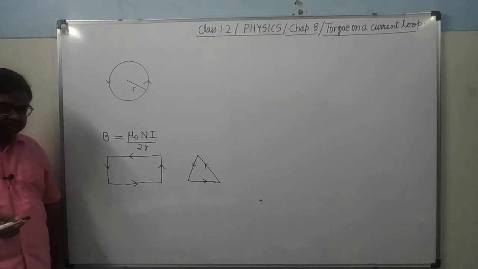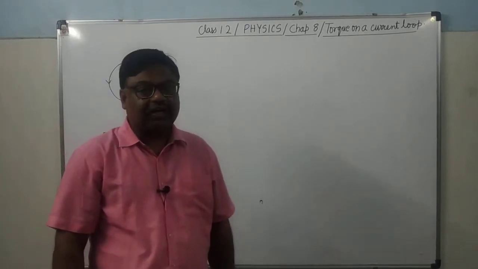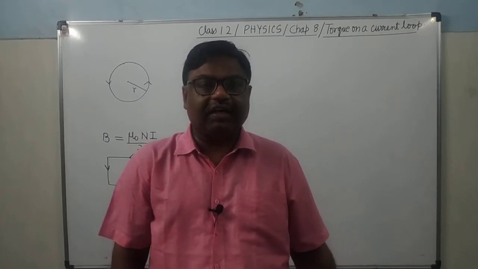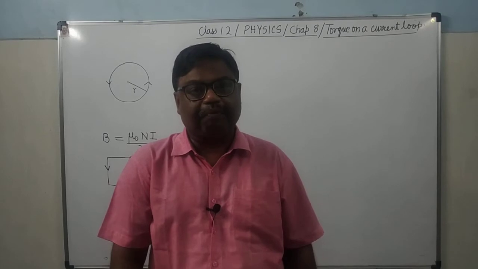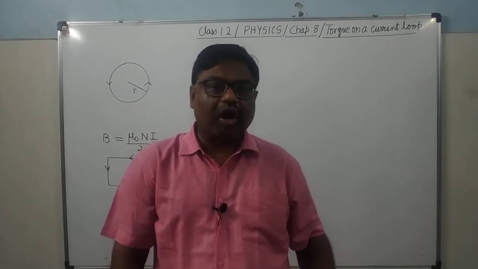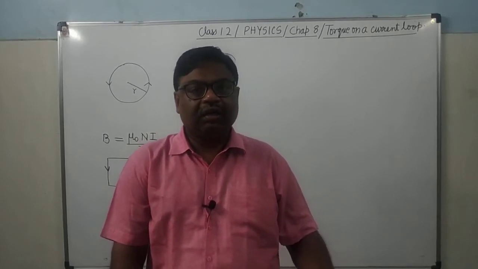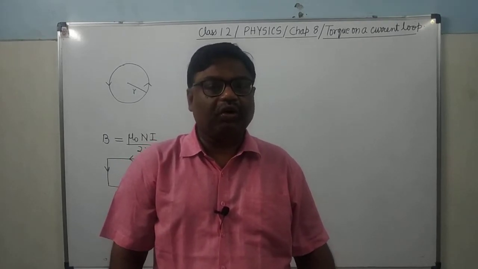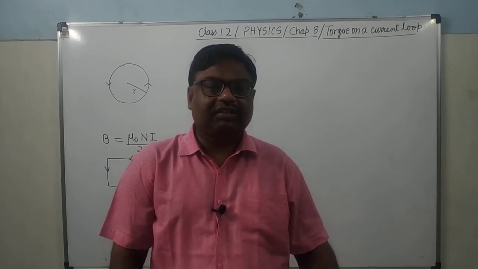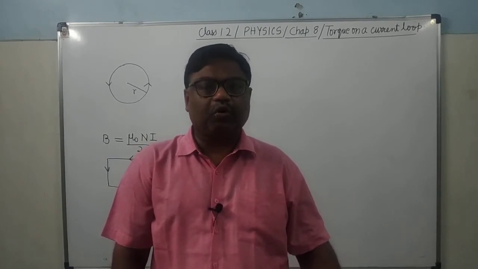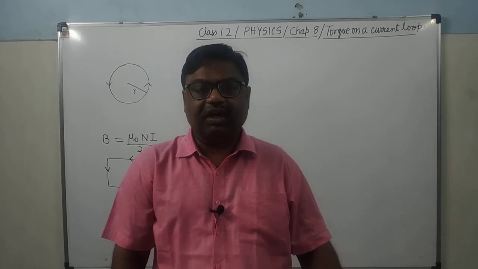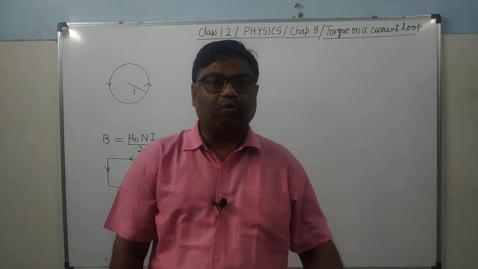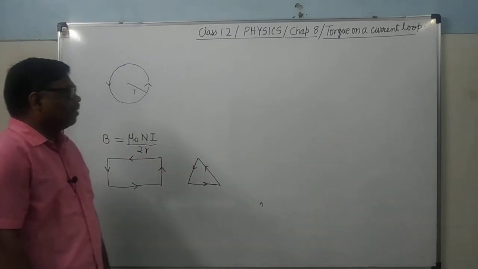Here one thing is very necessary: every current carrying conductor produces a magnetic field, but every current carrying conductor is not a magnetic dipole. For example, a toroidal solenoid is not a magnetic dipole. It does not have any magnetic moment. A straight current carrying conductor produces a magnetic field, but it is not a magnetic dipole. It's clear? It is the current carrying circular coil which works as a magnetic dipole.